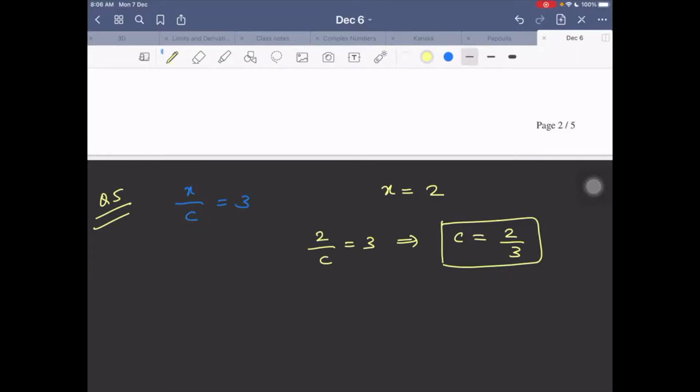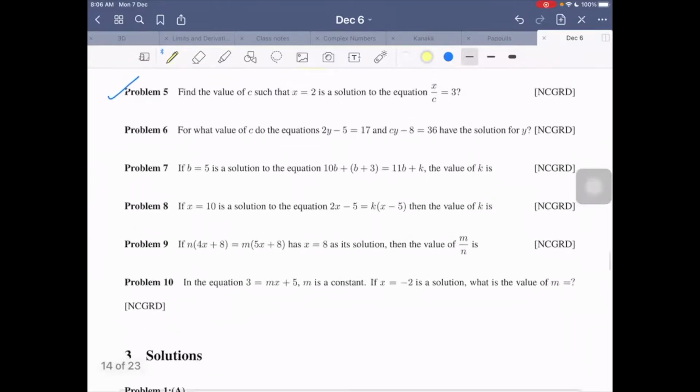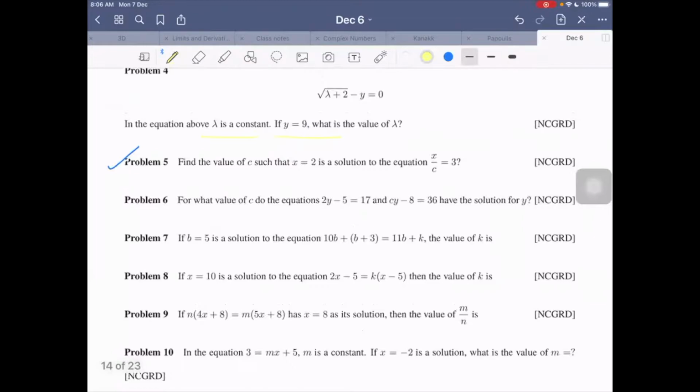All right. Let's go to the next question, question number 6. For what value of c do the equations 2y minus 5 is equal to 17 and cy minus 8 is equal to 36 have the solution for y? When you have 2 equations connected by and, this is what we call a system of equations. In a system of linear equations, you are looking at the common solution. So the value you find for the unknown variable y should satisfy both the equations.